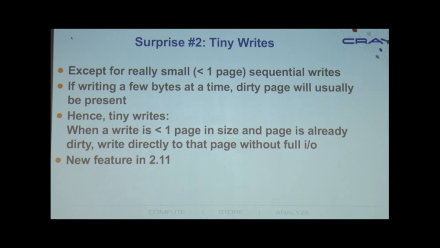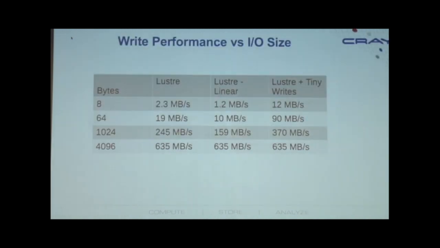When a write is less than 1 page in size and the page is already dirty, you can write directly to the page, meaning, again, you can skip all those complicated Lustre processes and basically just drop your I/O in the page. It's a new feature in 2.11.